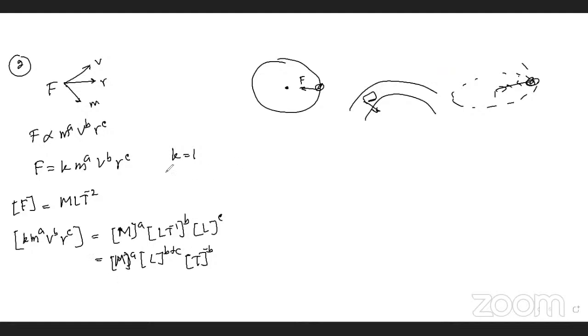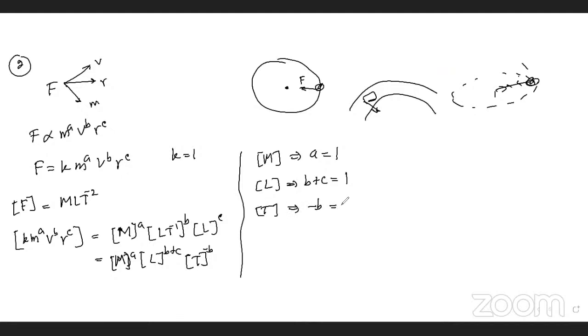So then comparing the dimensions of these sides, you can write the dimension of mass: on the right hand side it is A, and on the left hand side it is 1. And length is B plus C on the right, and on the left side it is 1. And for the dimension of T, the power is 0 on this side, and on the other side it is minus B, which equals minus 2. So using this you can get A equals 1, B equals 2, and C equals, if B is 2, C is minus 1.